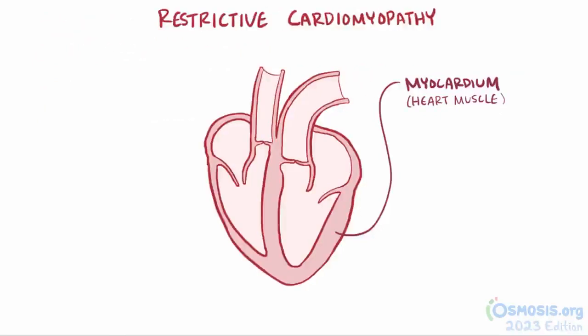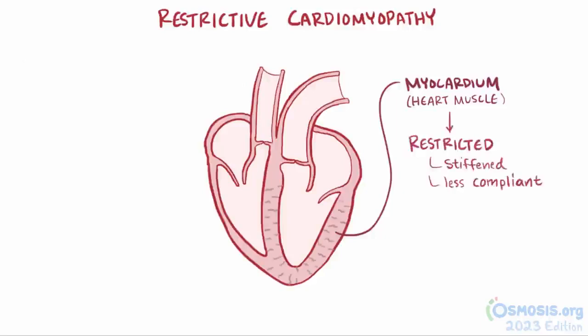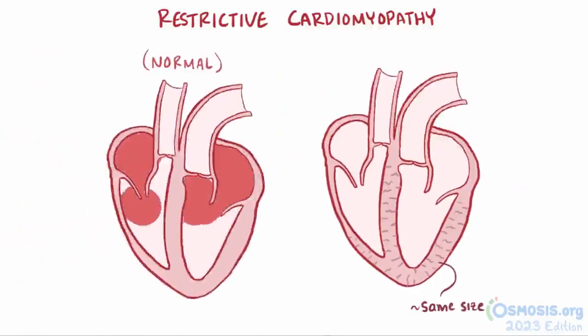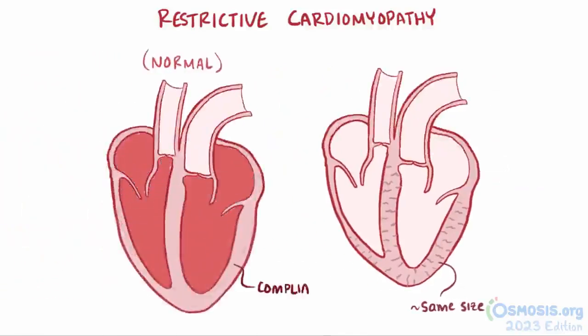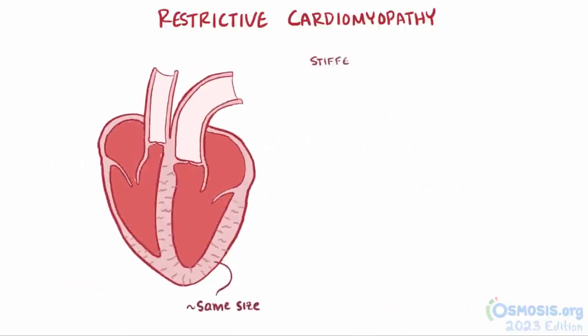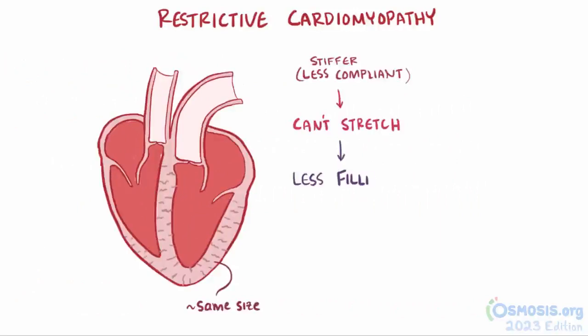Restrictive cardiomyopathy is where the heart muscle is restricted, meaning it becomes stiffer and less compliant. The muscles and size of the ventricles, though, stay about the same, or maybe they only get slightly enlarged. Normally, when blood fills into the ventricles, they're compliant, so they stretch out and allow more blood to fill in. When blood fills into restricted ventricles, though, they aren't allowed to expand. So stiffer, less compliant ventricles means that the ventricles can't stretch, and less blood fills into the ventricle, which means the heart starts to fail to pump out enough blood to the body.